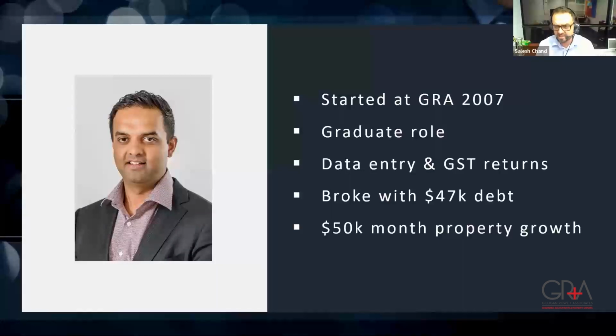I owed $30,000 on student loan. I borrowed $16,000 to buy a black Ford Falcon because I live out west, so you've got to look good, black on black. And then I spent $1,000 on Megwoods, which I borrowed as well. So it was 47 grand all up was my debt level. And today I make a minimum of $50,000 a month out of properties in growth.